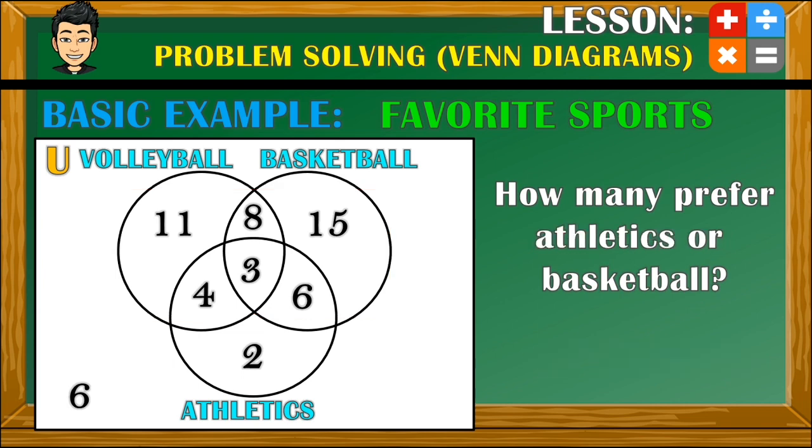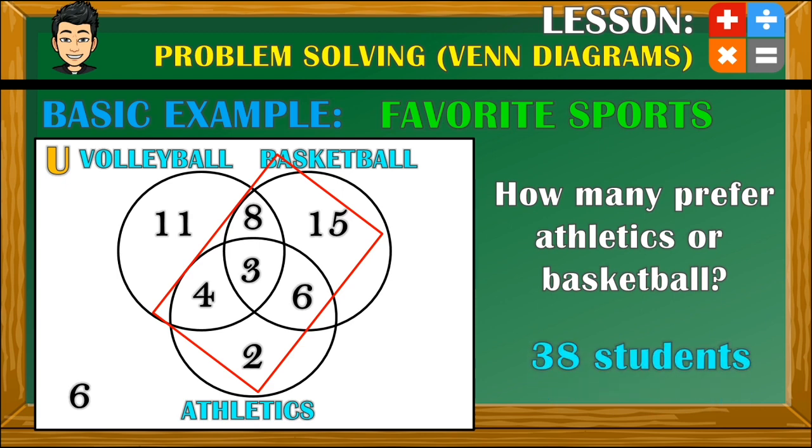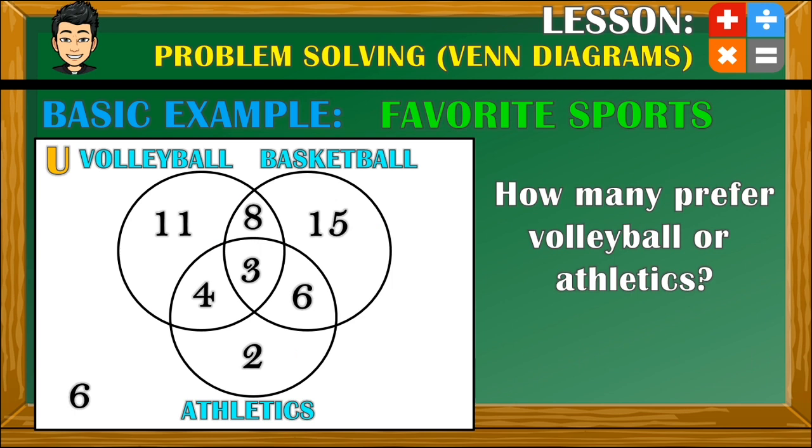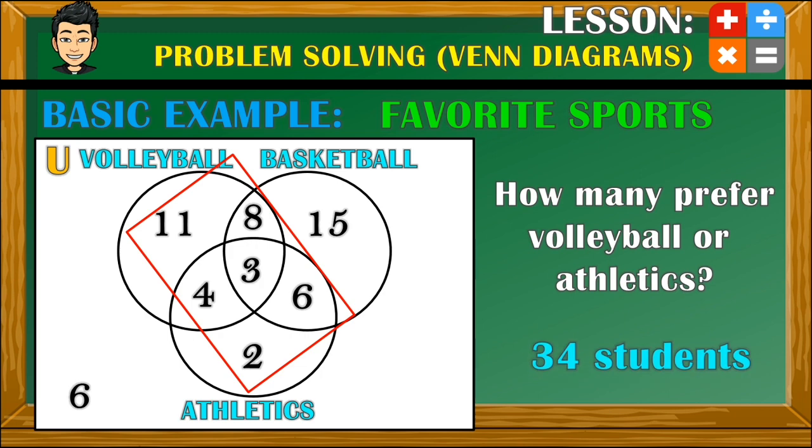Ngayon, for this question, how many prefer athletics or basketball? This time, we add these numbers. So 8 plus 15 plus 3 plus 6 plus 4 plus 2, our answer would be 38 students. Next, how many students prefer volleyball or athletics? To get the answer, we have 11 plus 8 plus 4 plus 3 plus 2 plus 6. Therefore, we can say that there are 34 students who like volleyball or athletics.